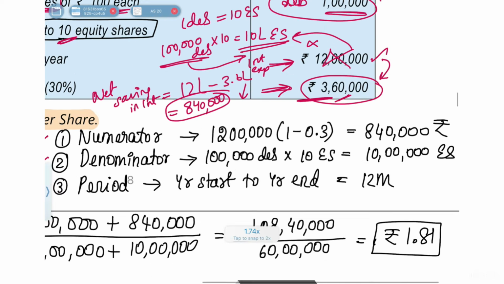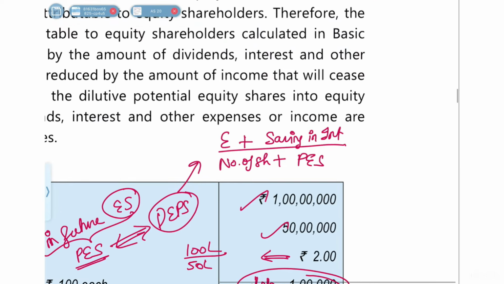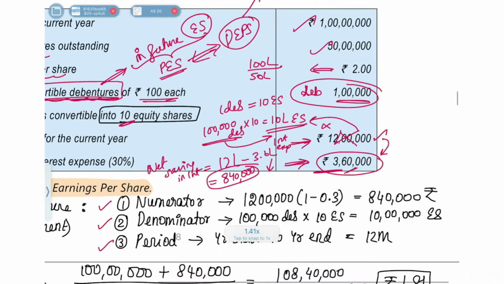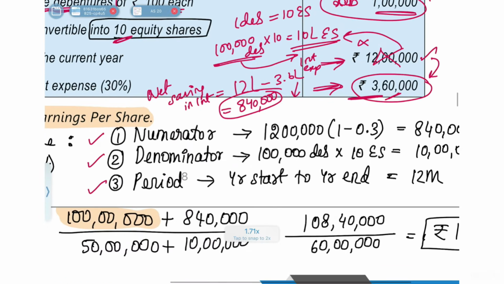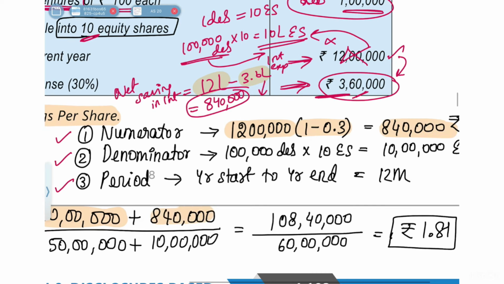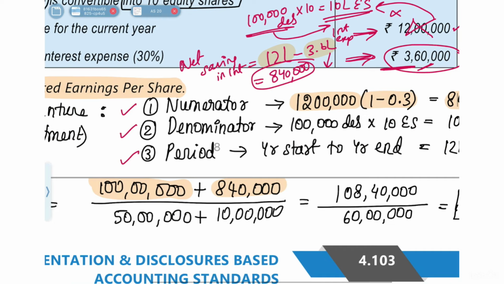So numerator, what did I tell you? It is nothing but earnings plus savings and interest. Your earnings, you have seen, is 100 lakh rupees. Plus how much will be your savings and interest? It will be 12 lakh multiplied by 1 minus t, or you can directly do 12 lakh minus 3.6 lakh worth of tax. So it is going to be net of 8 lakh 40,000. So this is our numerator.